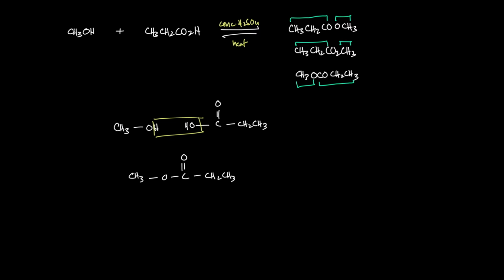So for the name of this compound, if you see OCO, the acid group is on the right. If you see CO2 or COO, the acid group is on the left. And this C in the middle is part of the acid group. So we have a 3-carbon acid and a 1-carbon alcohol, so it will be methyl propanoate.